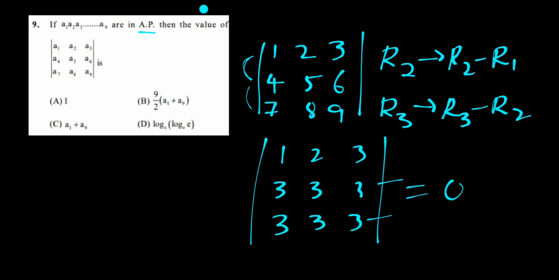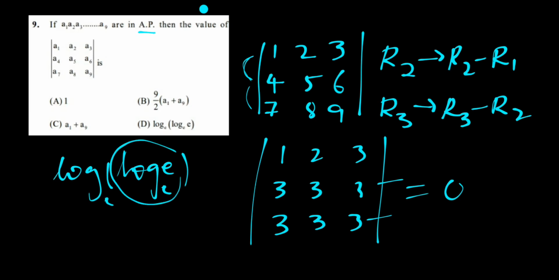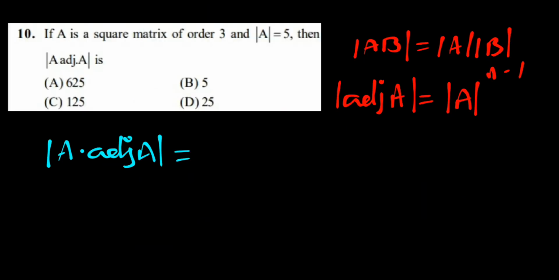But here the options do not match. So we can see log e base e. Log e base e value is 1. So log 1 base e, the answer is 0. Here, indirectly, the given answer option D is the correct answer.